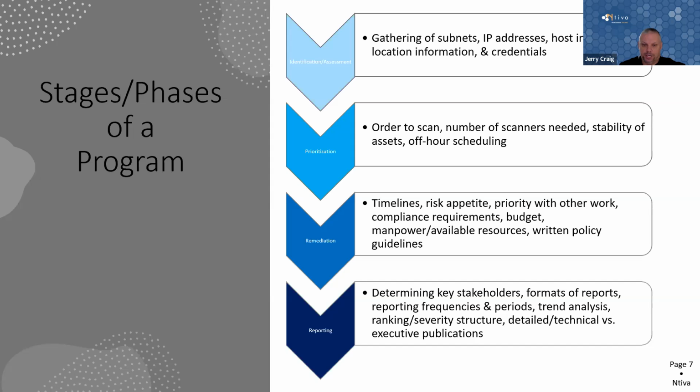And then finally, the reporting: determining key stakeholders, who needs this information, what type of reporting and formatting do they need, what's going to make sense to them. Every audience wants something different. What frequency and period do they want reporting done? Are you doing trend analysis, or is it a snapshot in time? What do you do with the data when you have the trend analysis? Can you make good use of it? Ranking and severity structures, detailed technical information versus executive publications.